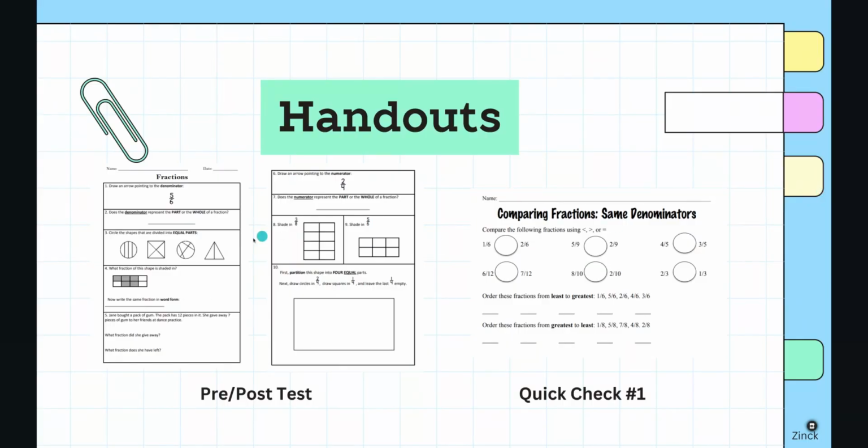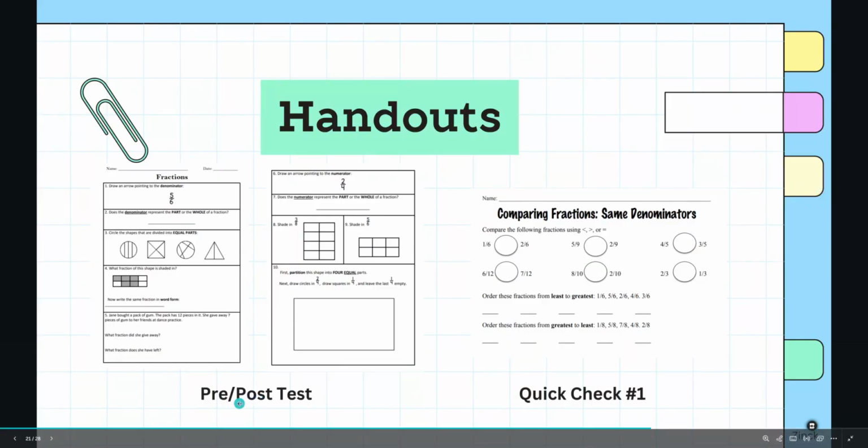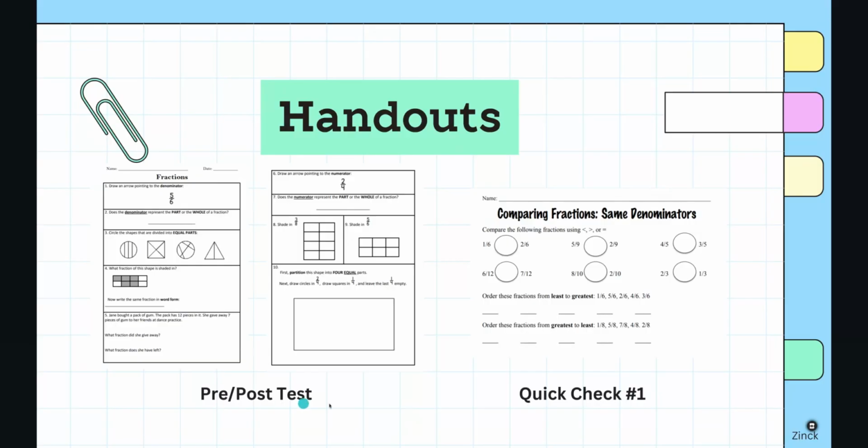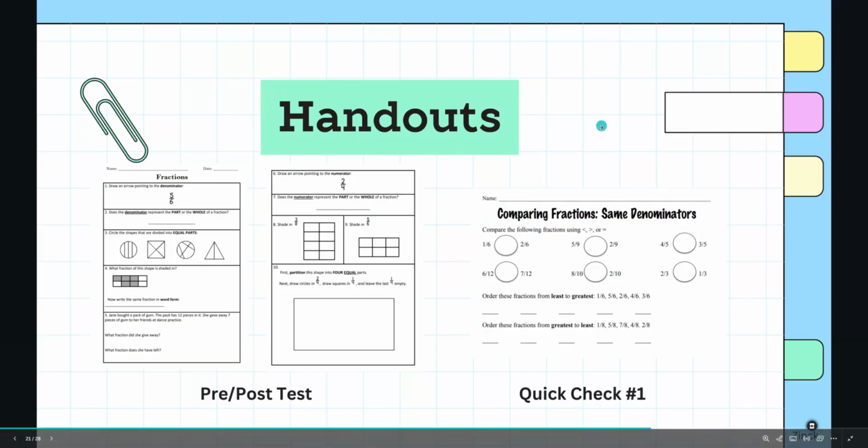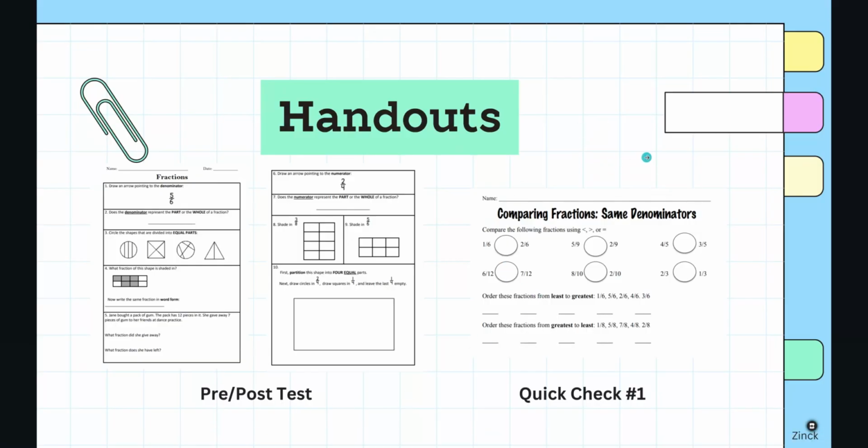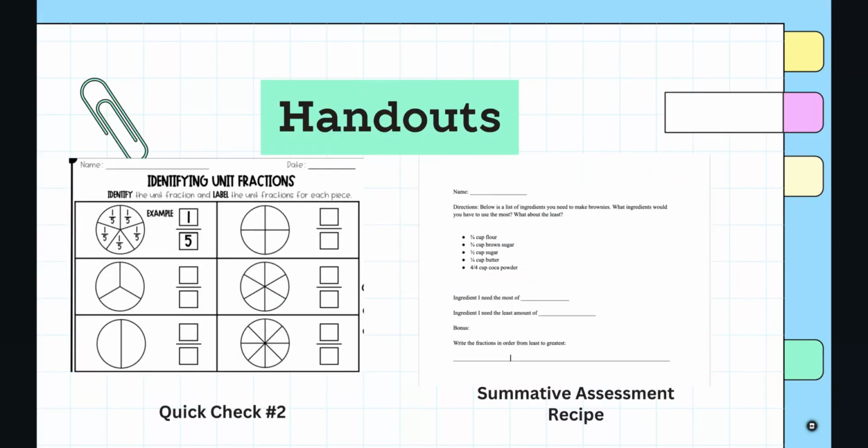Our handouts are as follows. Pre and post test given prior to the unit and then again at the end. One of our quick checks focuses on comparing fractions with the same denominator. Another quick check will be used at the beginning of the unit to assess how they can identify unit fractions. And then the summative assessment is our recipe.